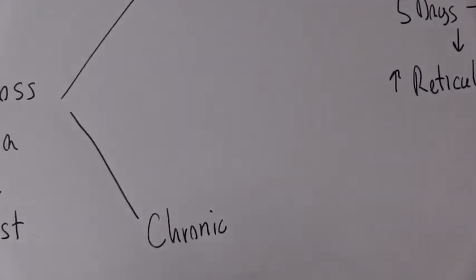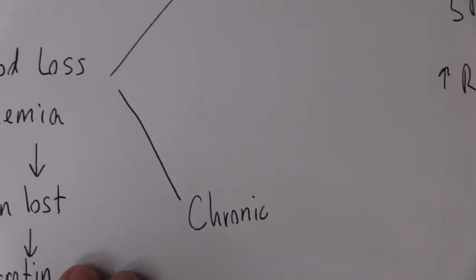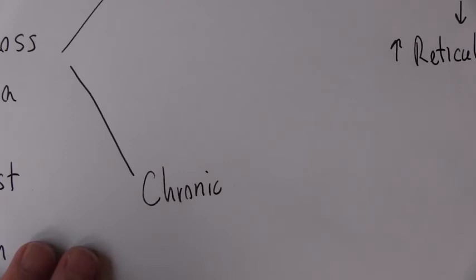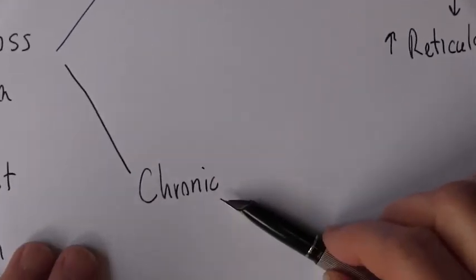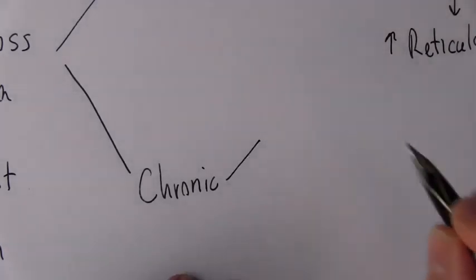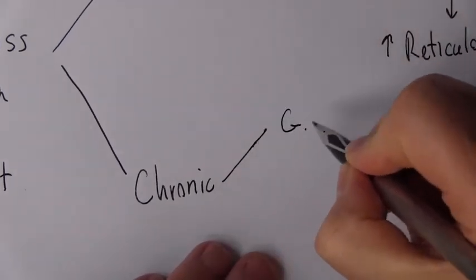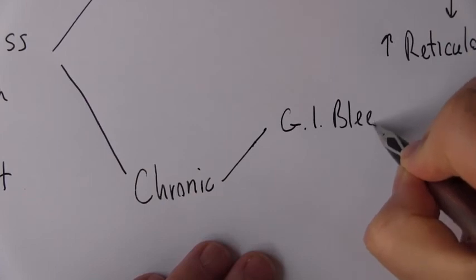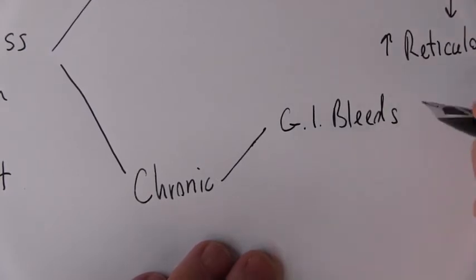Thinking about the chronic form of blood loss, which is the one we see mostly in pathological situations. The acute form is largely the trauma situation, this one's largely the medical pathological situation. What always comes to mind first is GI bleeds. Bleeds into the lumen of the gastrointestinal tract. So for example, peptic ulcers.